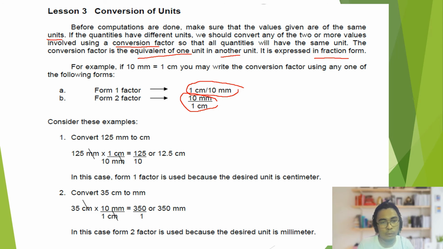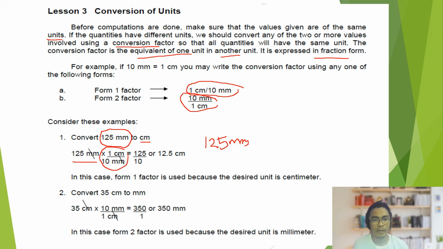Now, convert 125 millimeters to centimeters. So, how do we convert this given to a unit of centimeter? Millimeter and centimeter are different, right? So, what we do is start with the given, that is 125 millimeters. Now, what is this? This is what we call the conversion factor. So you multiply by the conversion factor to find its equivalent in centimeters.